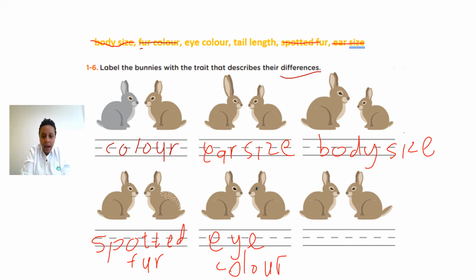Okay, now the last one. So let's look at it. What is it? It is the tail length. Yeah, okay. So this bunny has a shorter tail than this bunny. Okay, good job. I hope that was very easy.